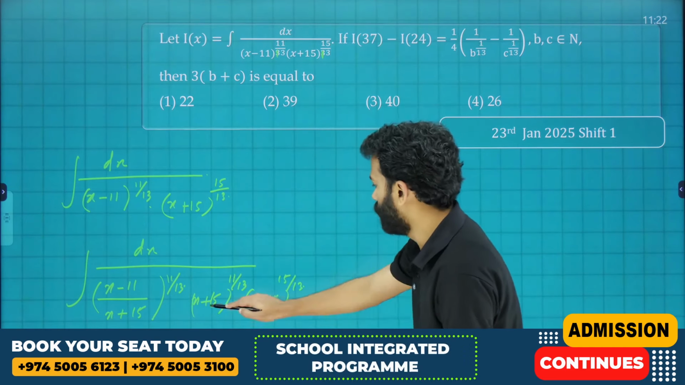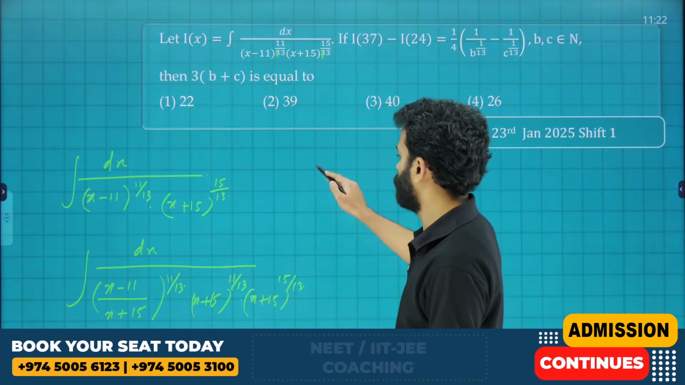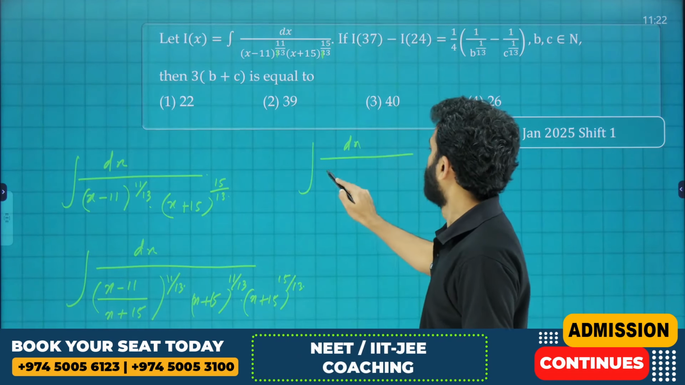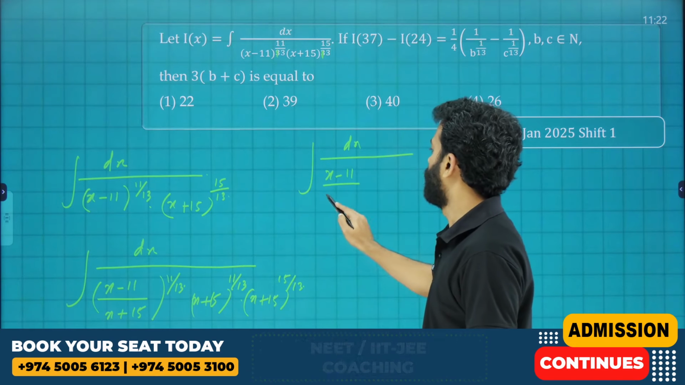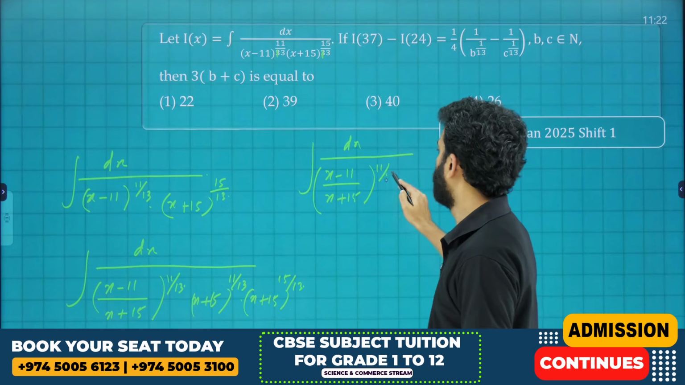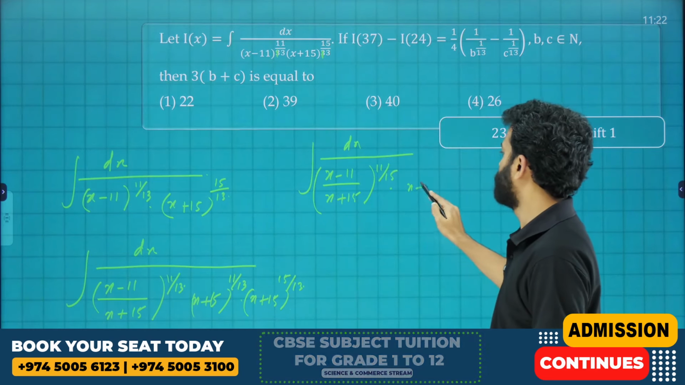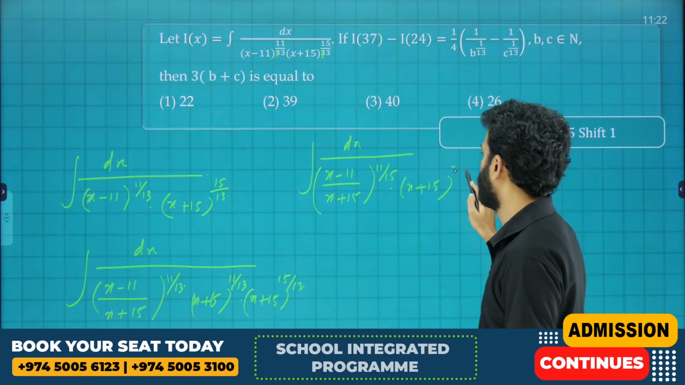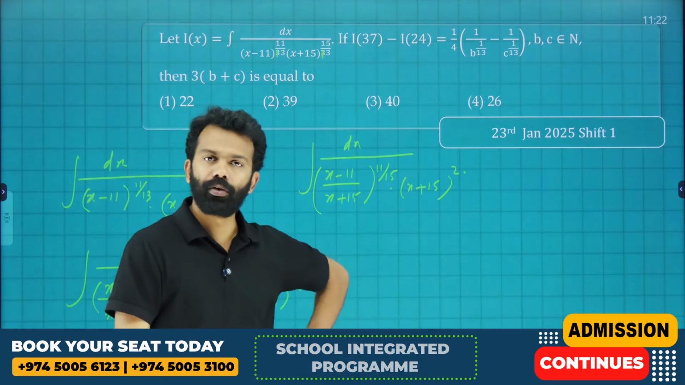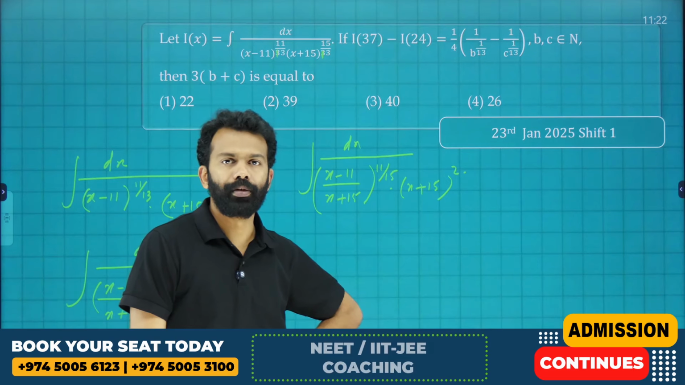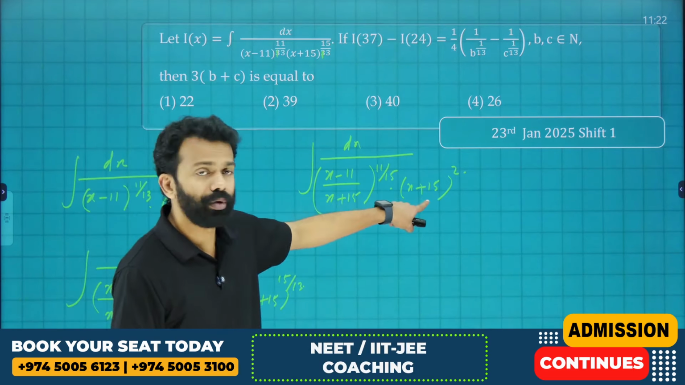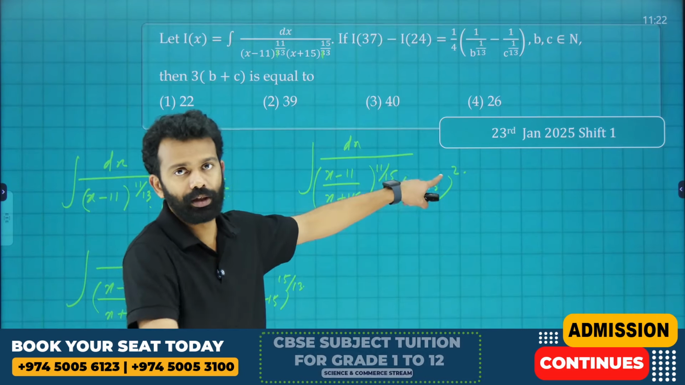Okay, and this will be what? x plus 15 the whole square, that is integral dx divided by x minus 11 divided by x plus 15 the whole raised to 11 by 13 into x plus 15 the whole square. Okay, so how will you do it from here? It's done, the problem is done. Okay, and how are you going to do it from here? It's very easy. Just substitute this is equal to u and you will get 1 by x plus 15 the whole square as a part of the derivative.